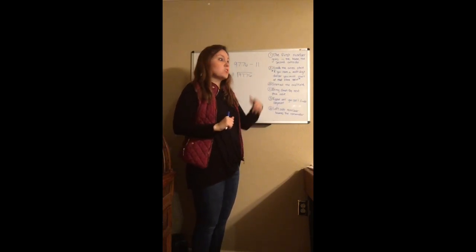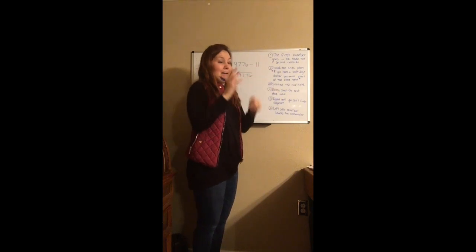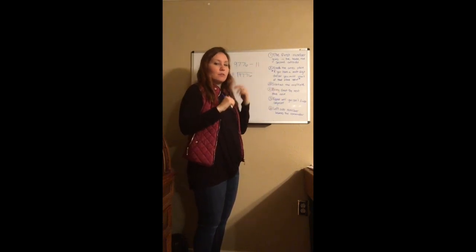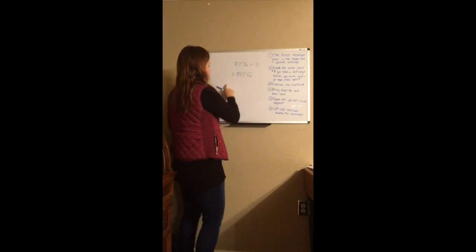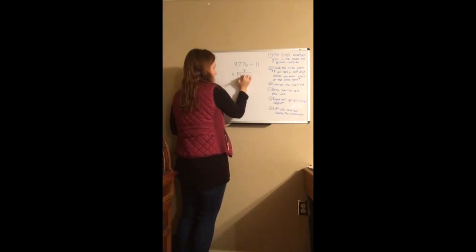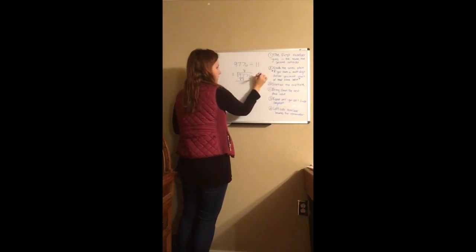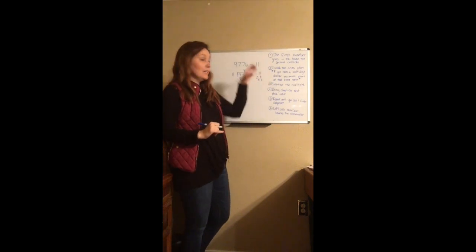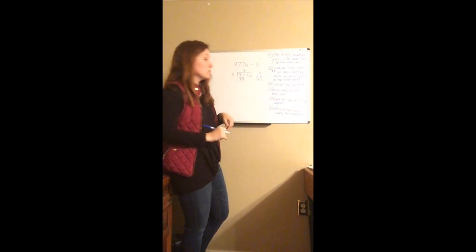11 times 9 will give you 99. 11 times 7 will give you 77. So look at this, and the closest we're going to get is 8. 11 times 8 will give me 88. And again, if you have to sit here and do this on the side, that's totally fine. That's acceptable. That's going to get you the right answer.